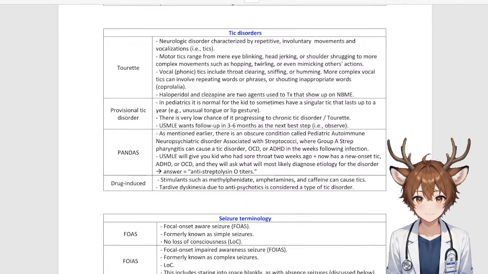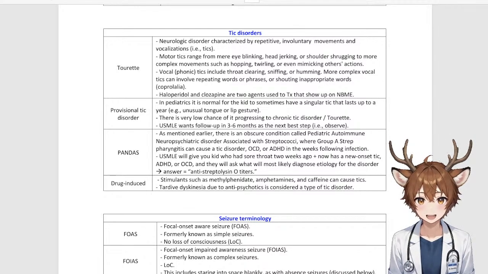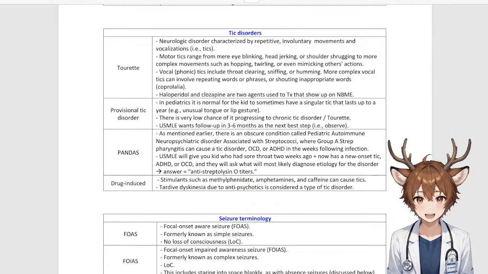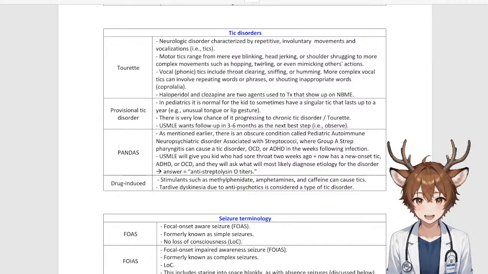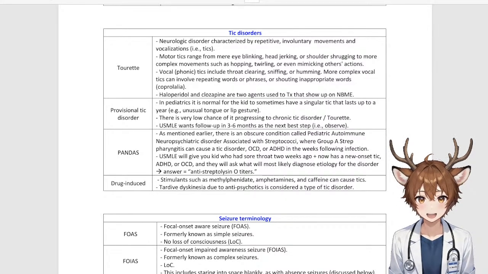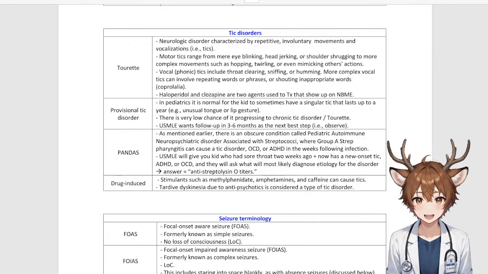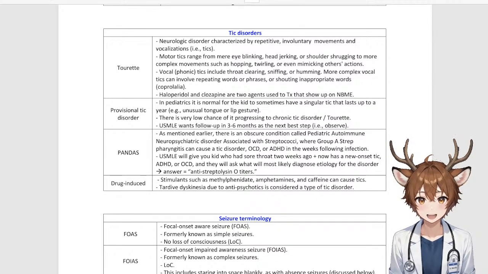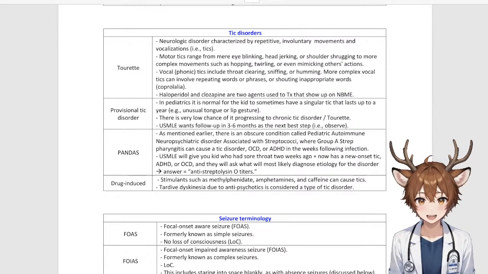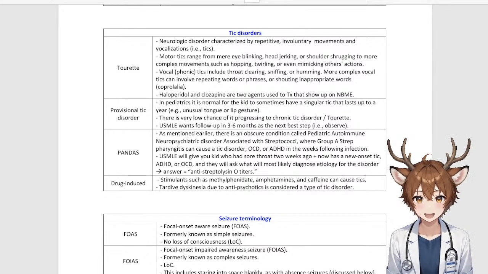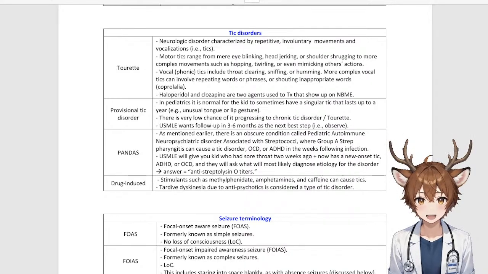Okay. PANDAS. We talked about this before in a previous video. As mentioned earlier, there is an obscure condition called pediatric autoimmune neuropsychiatric disorder associated with streptococci, which is a lot less fun than panda bears are, but nevertheless, in PANDAS, group A strep pharyngitis can cause a tic disorder, OCD, or ADHD in the weeks following infection. USMLE will give you a kid who had a sore throat 2 weeks ago, plus now has a new onset tic, ADHD or OCD, and they will ask what you will most likely use to diagnose the etiology of the disorder. The answer should be anti-streptolysin O titers.